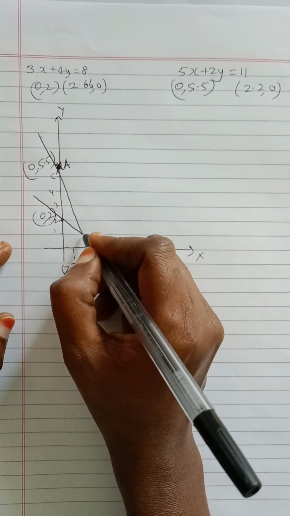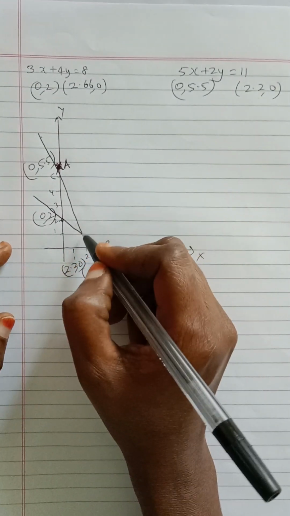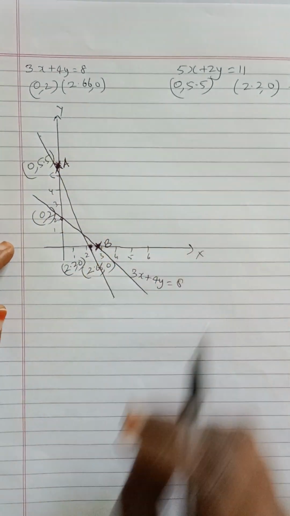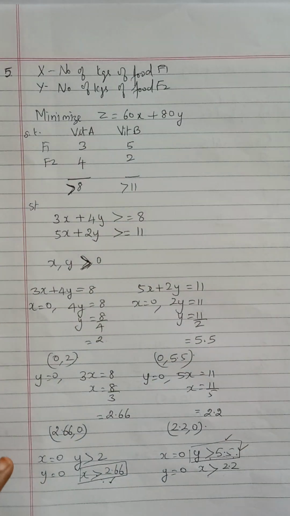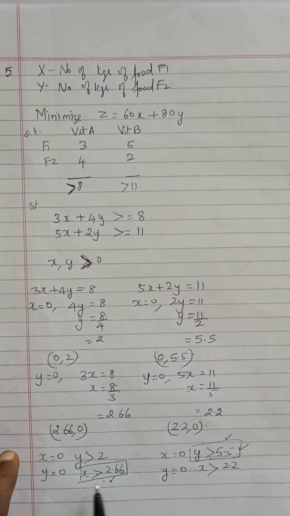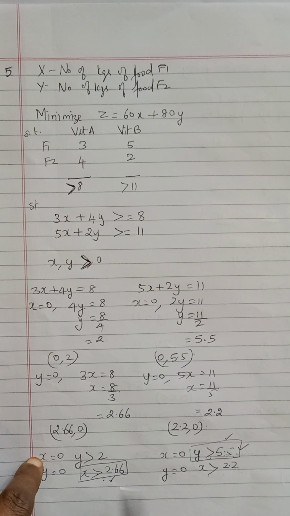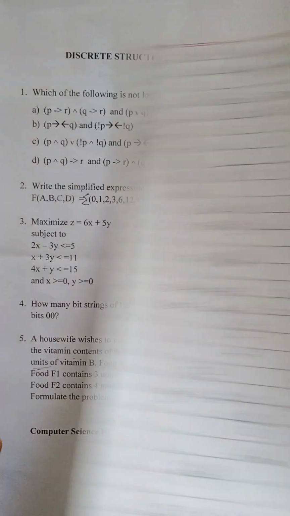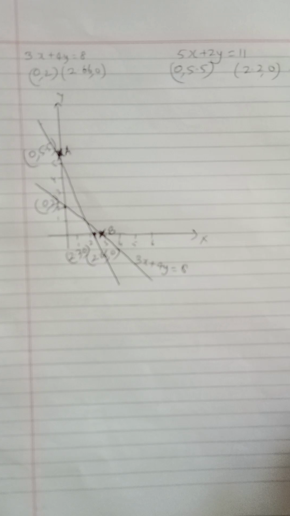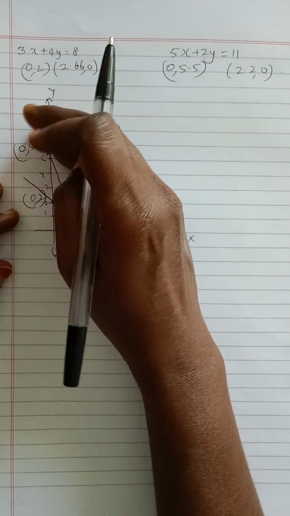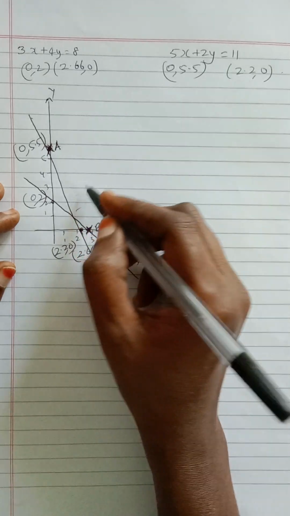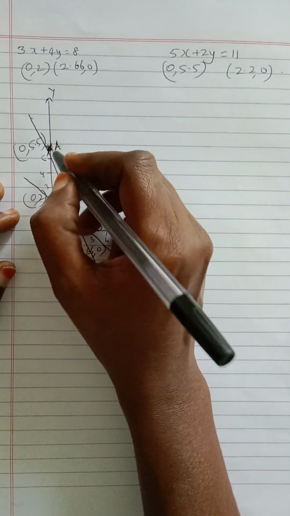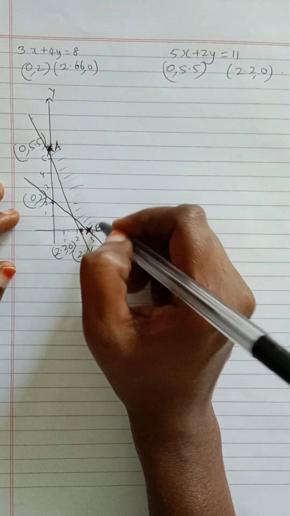Now we have to find out this value because this is also in the feasible region. It's above. All these conditions are above, right? See, all these condition values will be greater than or equal to 8. So this condition is x greater than 2.66, y greater than 5.5. Hence, it should be above 5.5 and above 2.66. So it will be in this area. So this is the feasible area.